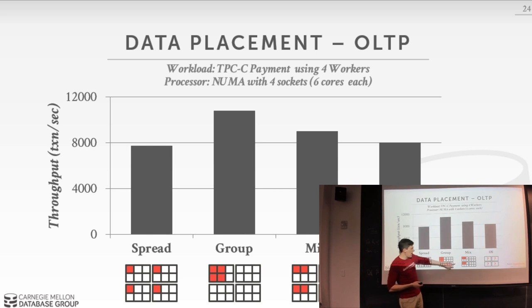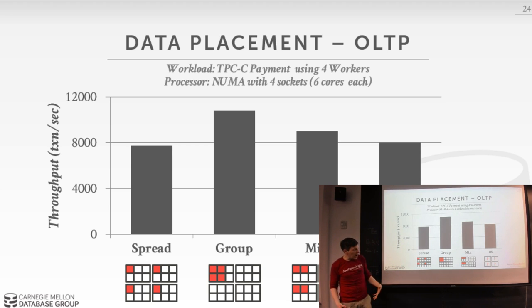And the mix is sort of like a half approach, where half the data is at the first socket, half the data at the bottom socket. And in the case of the operating system, it tries to do a good job of saying, oh, I think my cores are accessing this data, so maybe I want to start migrating threads. It does a little bit better than spread, but it doesn't do as well as group.